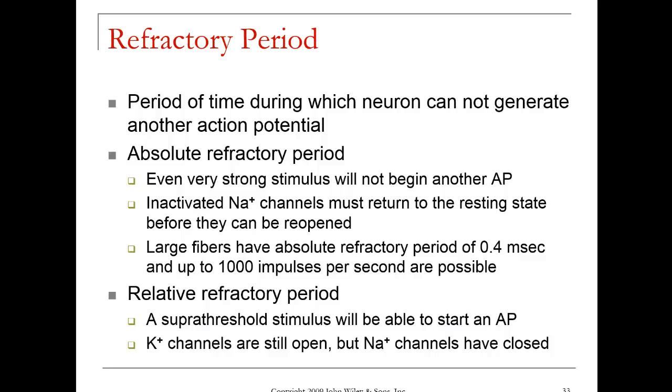Refractory period. Now, the refractory period is a short period of time where the neuron can't generate another action potential. We talked about refractory periods a little bit when we talked about muscle cells. In a muscle cell, the refractory period was the period of time where you could not re-stimulate the muscle cell. Same idea here: a period of time where you cannot re-stimulate the neuron, where it cannot get another action potential.